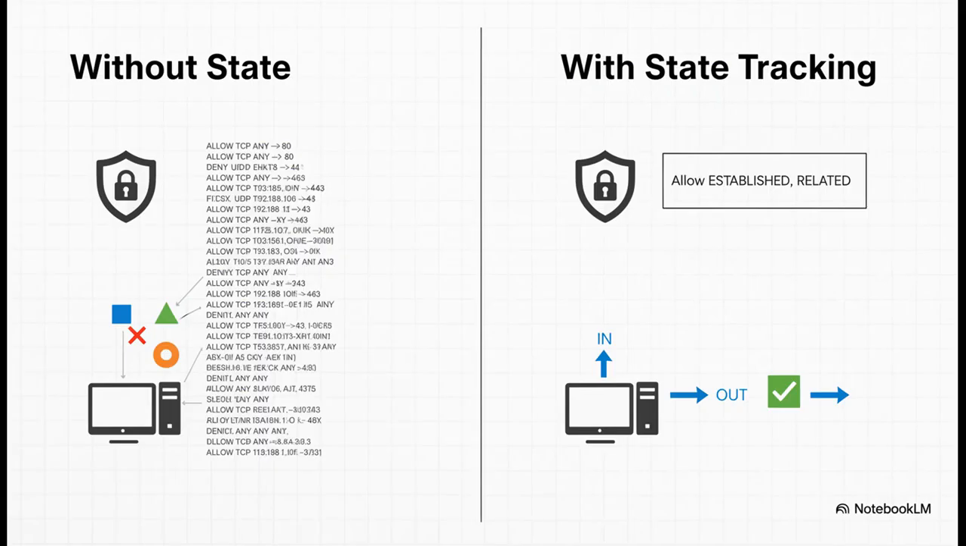And here's the crucial point, the big takeaway. State tracking is unbelievably efficient. You can write one single rule that says, allow all established and related traffic. And that one rule automatically lets in all the return traffic for connections that started from inside your network, without you having to write dozens and dozens of specific rules for every single port. It's really the foundation of modern firewall security.